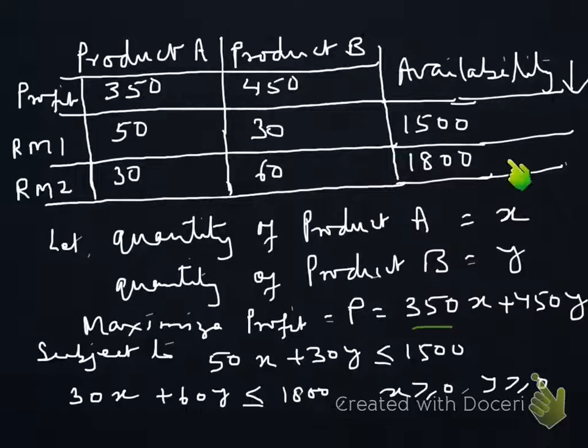Availability data is given. We have to find out the product mix, that is the quantity of product A which we need to produce and quantity of product B which we need to produce, so that the profit is maximum and we operate within the resources available to us.